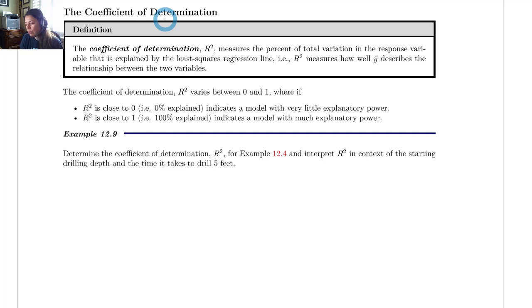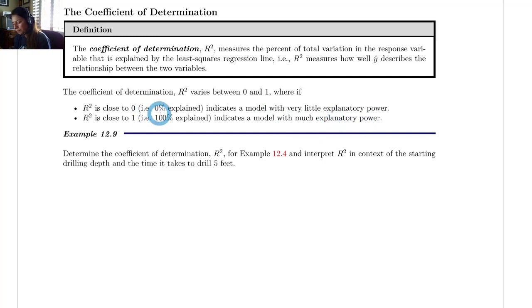So let's go ahead and look at a couple of properties. If I square the r and it's close to 0, it indicates that there's very little explanatory power. And if I square it and it's close to 1, we can see that the percentage will be high, and it'll indicate much explanatory power. Because it's a percentage, it only will live between 0 and 1.